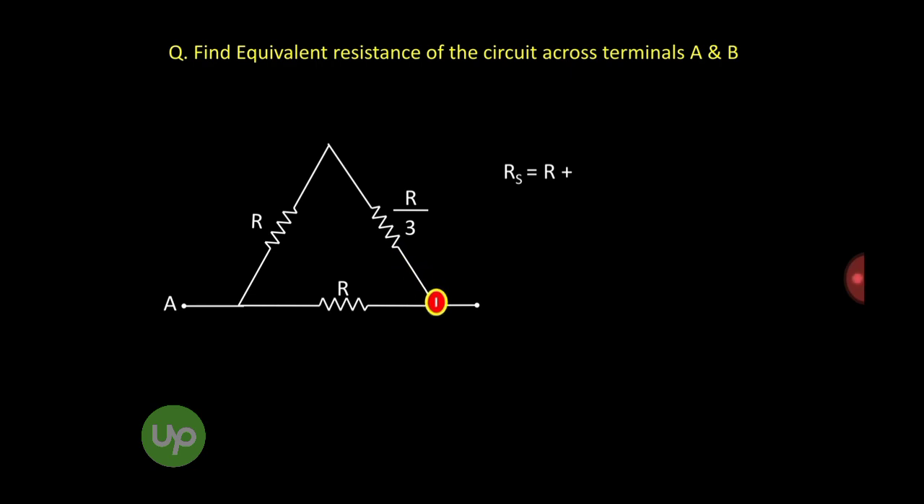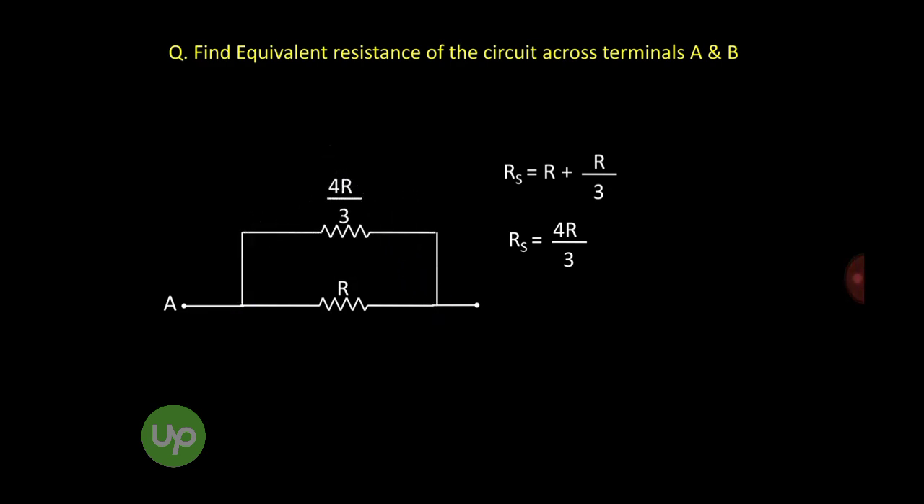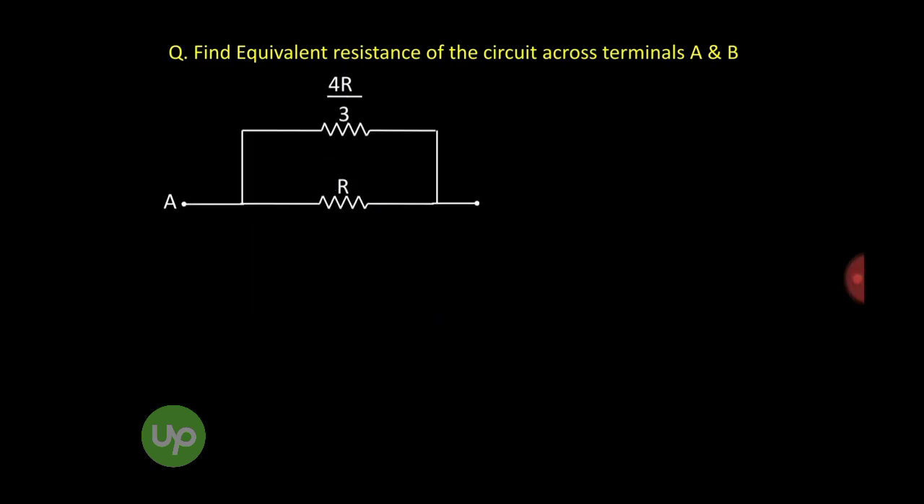So the series combination Rs will be R plus R by 3. By taking LCM, we will be having 4R by 3. So this series combination is coming 4R by 3. So we can replace this series combination by a single resistance having value 4R by 3. So the circuit is again simplified. And finally this 4R by 3 and this R are in parallel. So we can take its parallel combination.